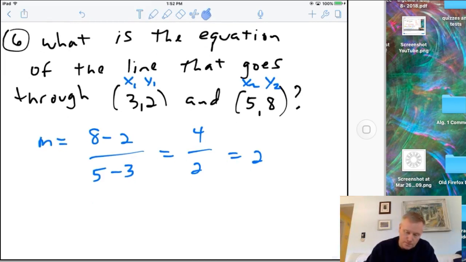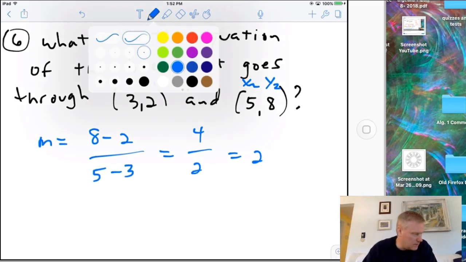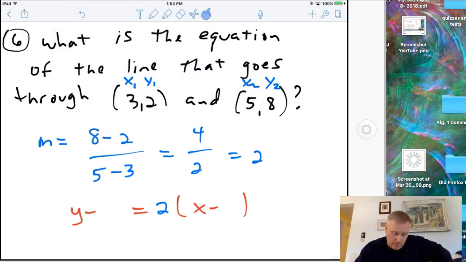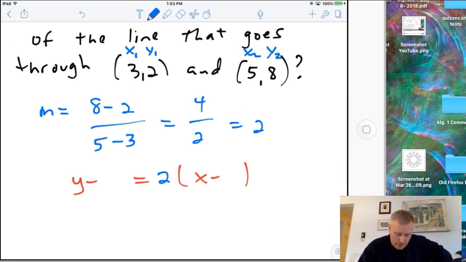All right, so that was good. Now I can actually get to the point where I'm going to write the equation. y minus y1 equals m times x minus x1. And the slope goes right in the front of the parentheses. And you can pick either point, okay? So there's actually more than one correct answer here.